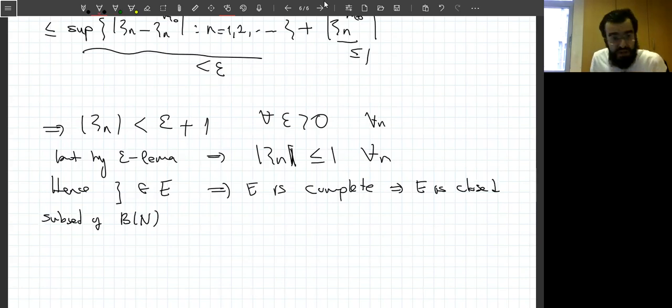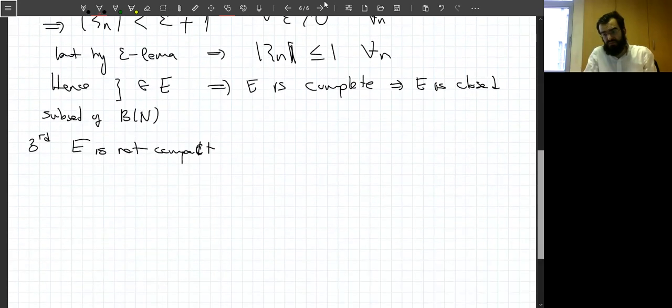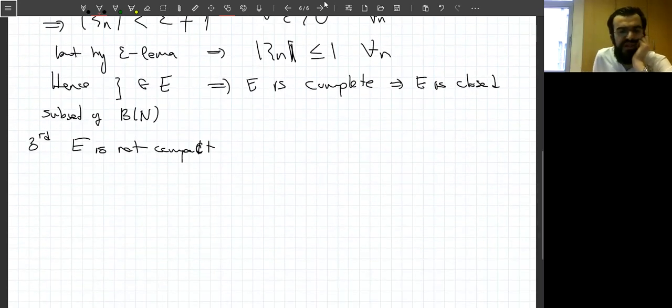No. So the third one is not compact. We will find a sequence in E such that any subsequence of that sequence is not convergent. That implies A is not compact. Consider the sequence given like this.